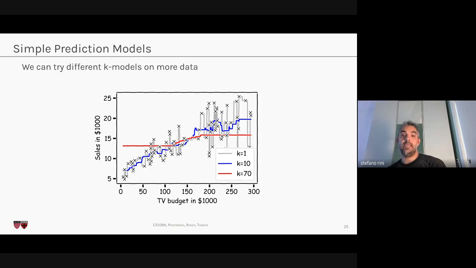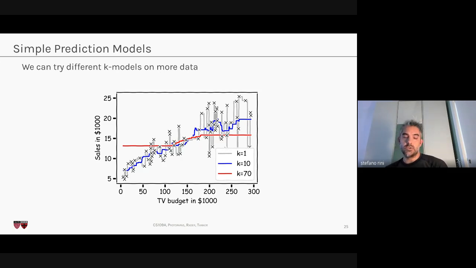If you get k equal to 70, then you have a model that says, oh, it doesn't matter if you spend thousands of dollars or hundreds of thousands of dollars, your response is always going to be 1. It doesn't matter if you spend $200,000 or $300,000, your outcome is going to be the same.